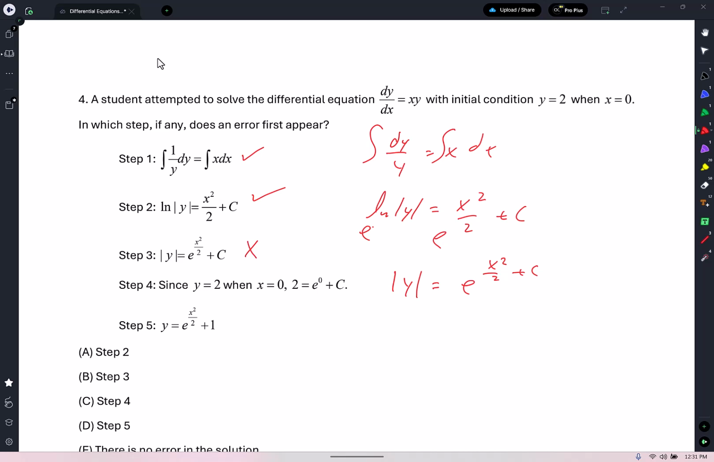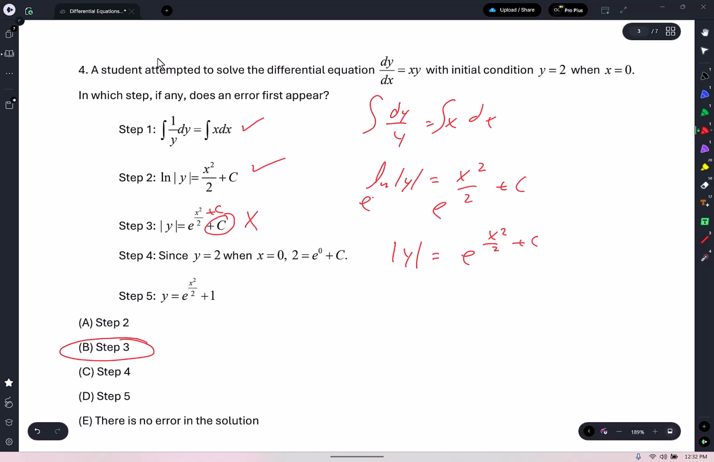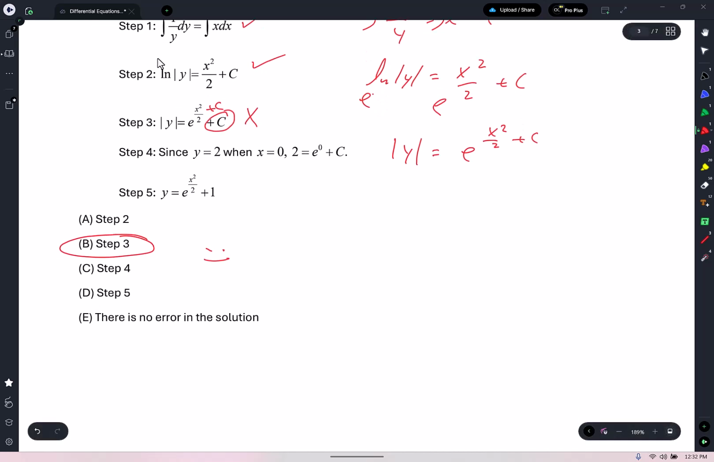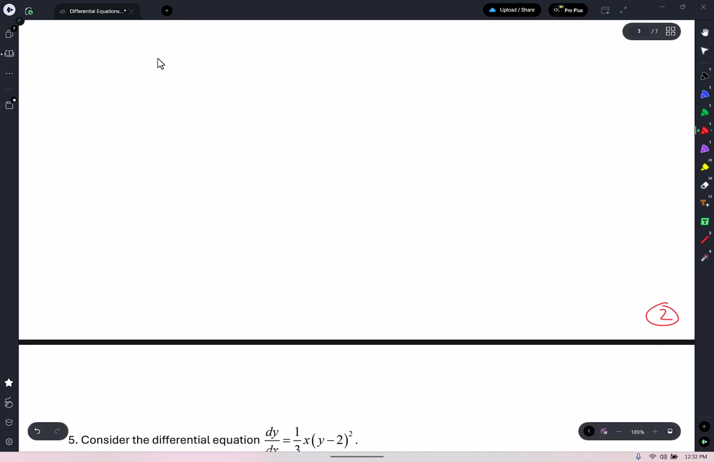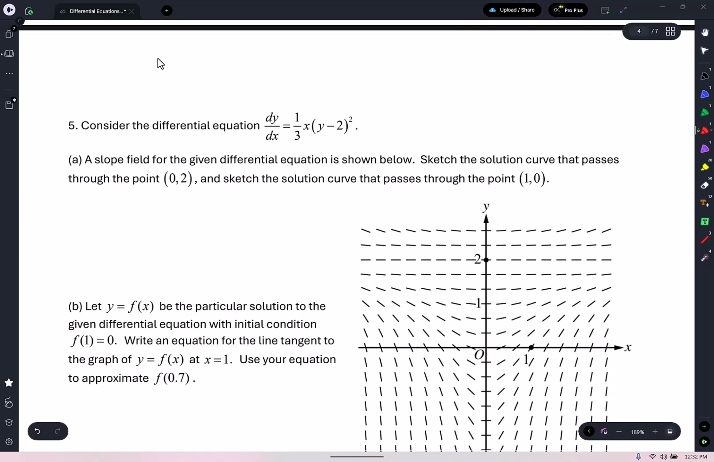And there it is. Wrong. That plus c should be part of the exponent there. So there it is, guys. Step 3. And I think that was worth 2, all or nothing, I believe. All right, let's go ahead and go to this one.